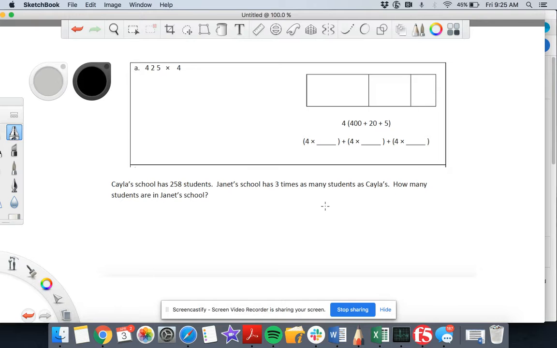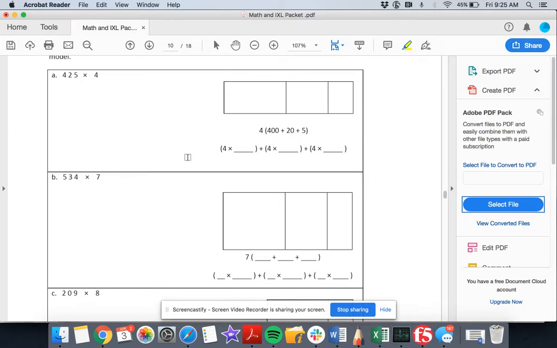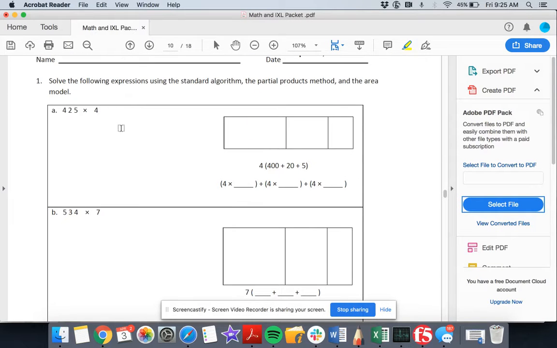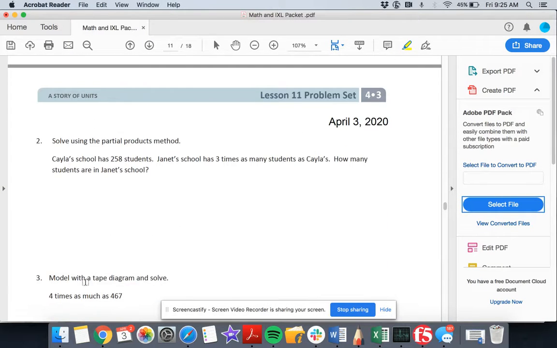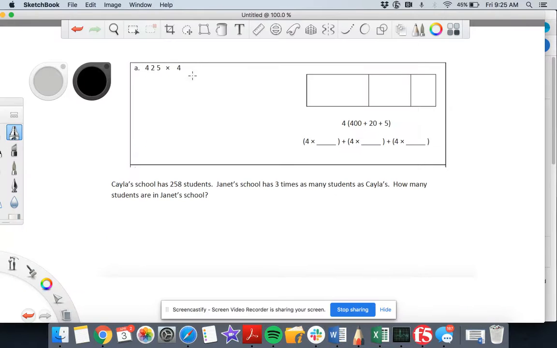Okay, so let's do some example problems to get started. These problems are directly from your problem set. So I will be doing problem A from question 1 and then question 2 down here. And we will be using multiplication, specifically the partial product method. This means essentially we are just breaking up our big, huge number to make it easier to multiply. So we will be breaking up this 425, making it easier to multiply.